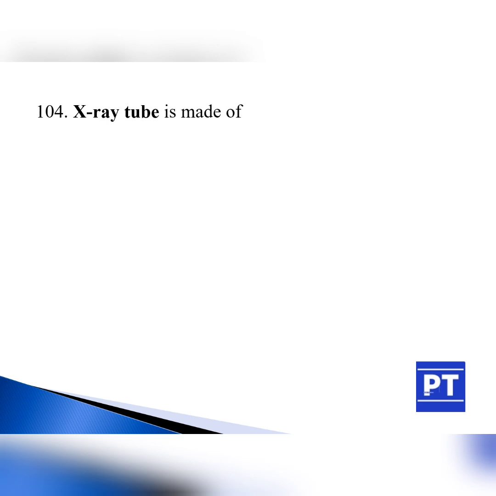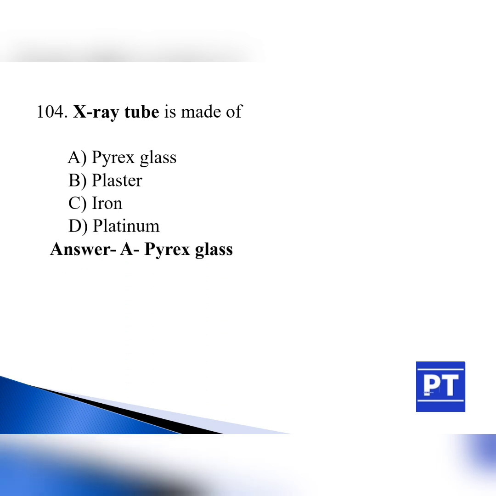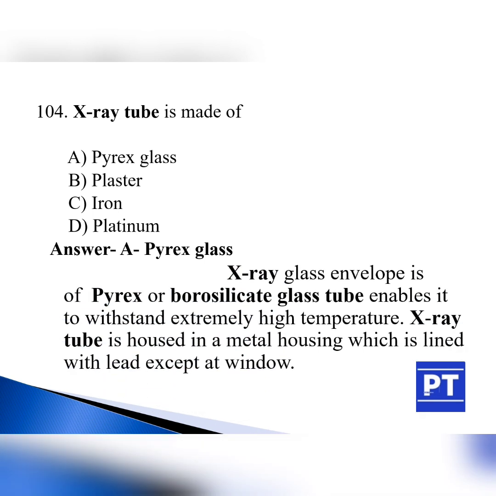Question number 104. The X-ray tube is made of: option A Pyrex glass, option B plaster, option C iron, option D platinum. The answer is option A, Pyrex glass. The X-ray glass envelope is made of Pyrex or borosilicate glass, which enables it to withstand extremely high temperature. The X-ray tube is housed in a metal housing lined with lead except at the window, which is a beryllium window.